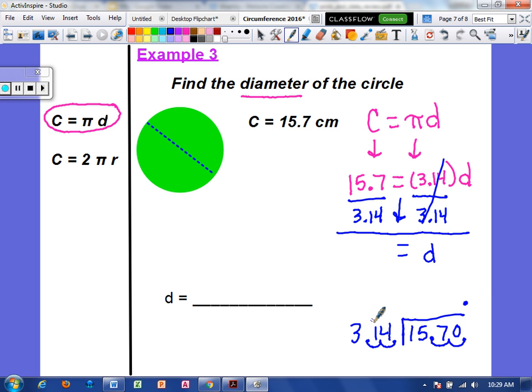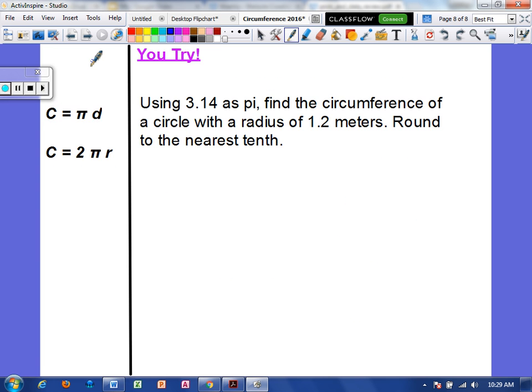Alright, 314 can actually go into 1,570 5 times evenly. So I want you to pause and I want you to actually work that part out. Okay, so we got 5. So the diameter here equals 5 centimeters.